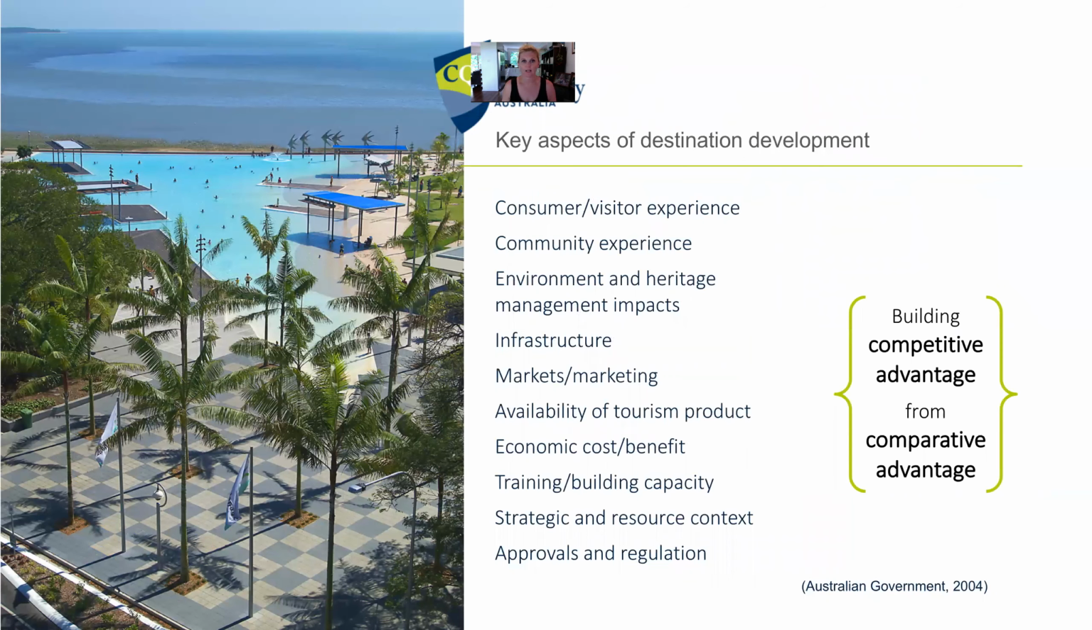Okay, now the Australian government has identified some key aspects of destination development in their Sustainable Tourism Development document. And these are the key things that they have identified. Okay, and remembering, and I'll put it off to the right there, that from these, our aim is to build competitive advantage from comparative advantage.